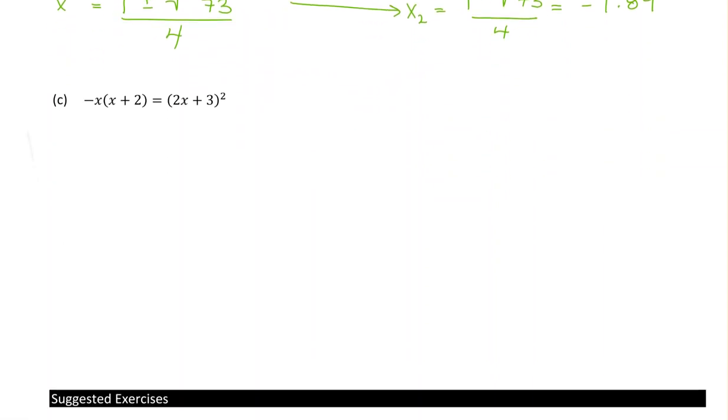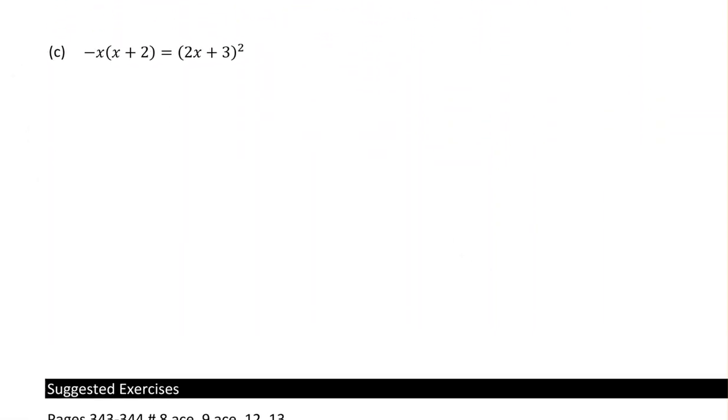Okay, one last example, and as you see here, there's only going to be one difference: this has some expanding and some rearranging to do. So don't even think about the quadratic formula just yet. What we need to do is use the distributive property here, and we also need to expand the 2x plus 3 squared and write it out as 2x plus 3 times 2x plus 3. So I'll first do the distributive property.